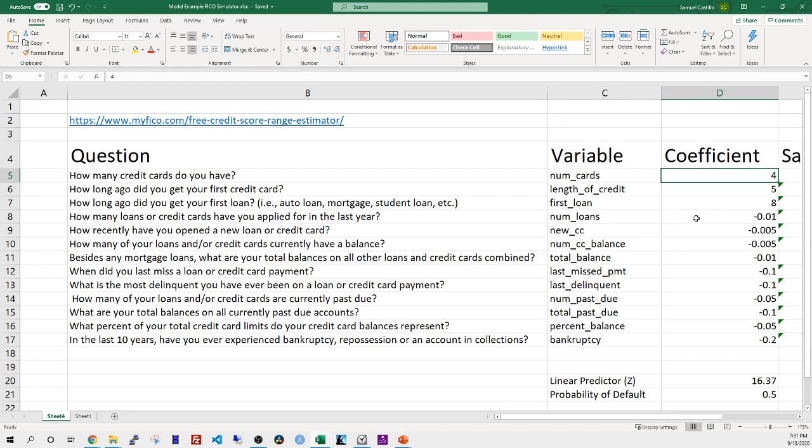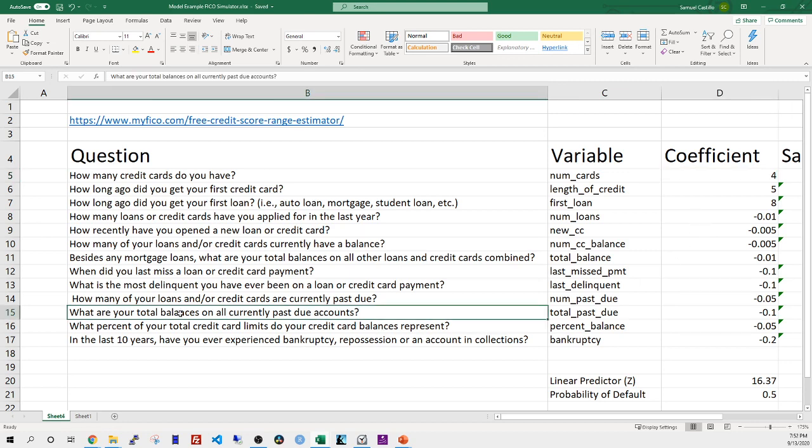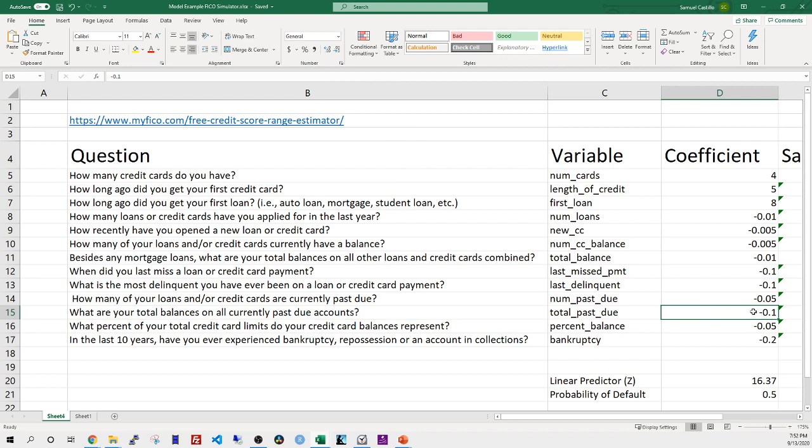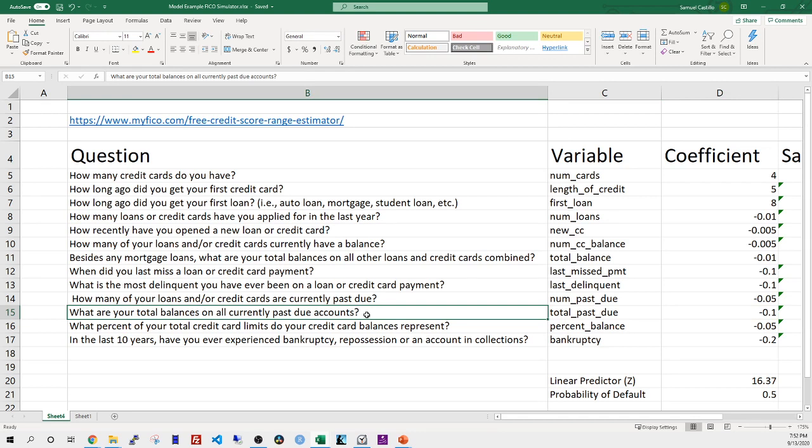Conversely, if it's bad for my credit, if it's making me risky, for instance, the total balances on all currently past due accounts, I know that should be negative, because if I have a huge outstanding balance, then that should lower my credit score, right? And so this should be a negative sign. And this should also be a fairly large number. See, this is negative 0.1, because I know that this is going to be a very important factor in determining if I default on a loan.